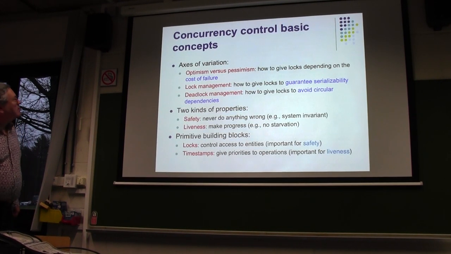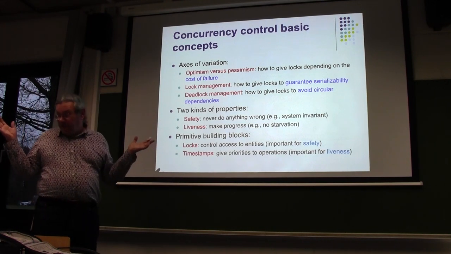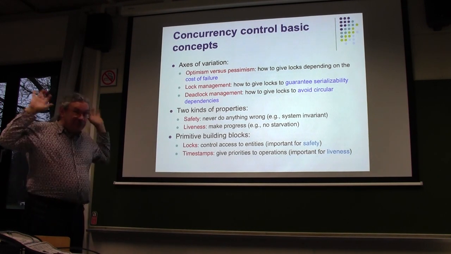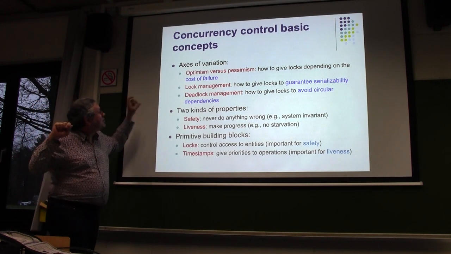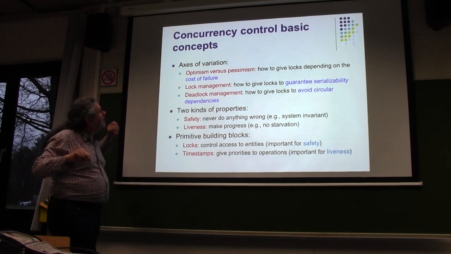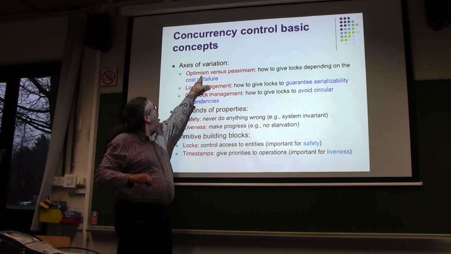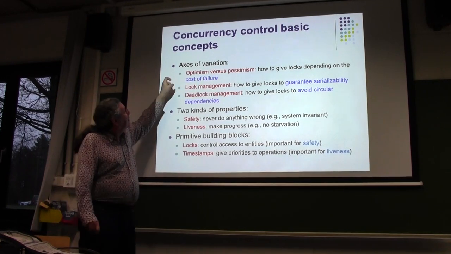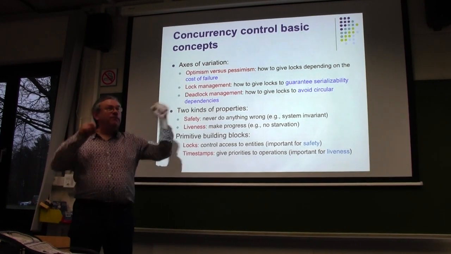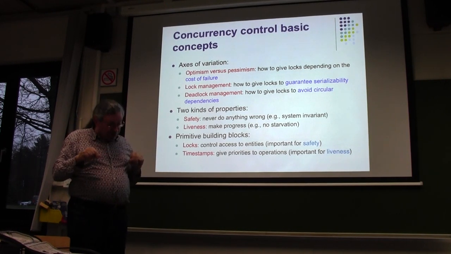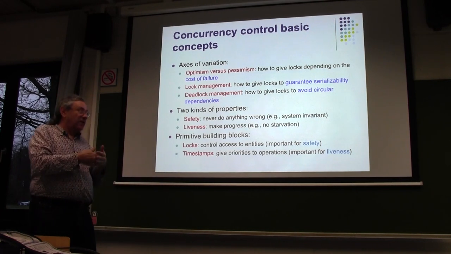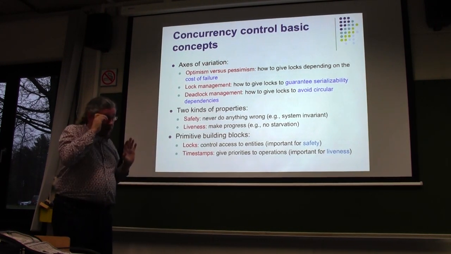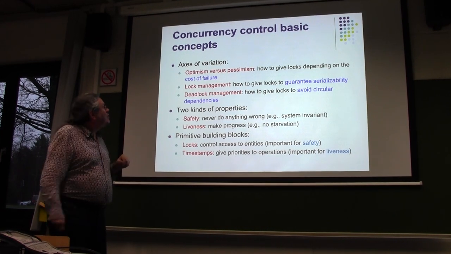Okay, so concurrency control. There are many different ways of doing transactions. And there are many axes, many variable things that you can choose when you make a transaction manager. And there are three main axes I'm going to talk about today. One is a transaction manager can be optimistic or pessimistic. That's kind of a strange thing, but I'll show you what that means. So optimistic means you just give the locks and you don't worry, because if there's a conflict, the transaction will abort. And that's okay. But pessimistic means you are very careful about giving locks because it's very expensive when there's a conflict.